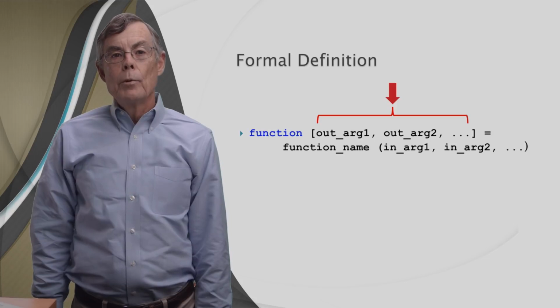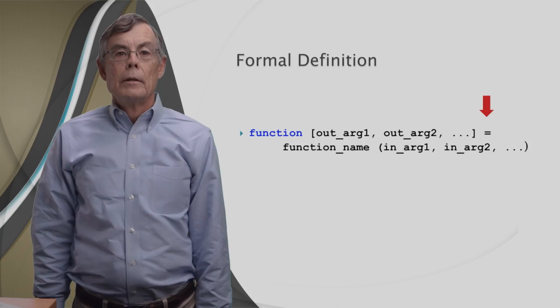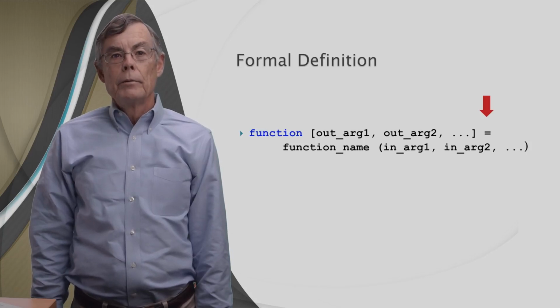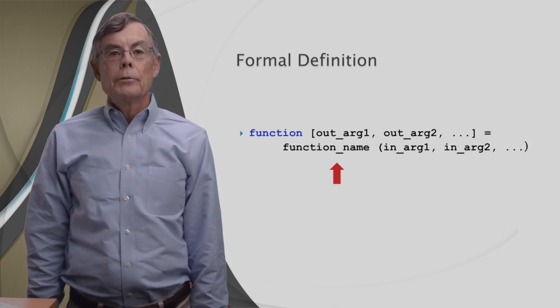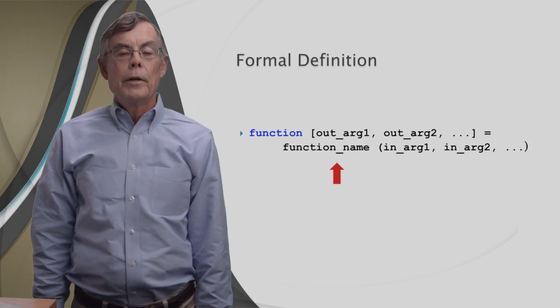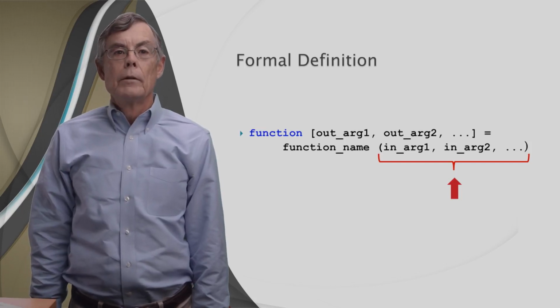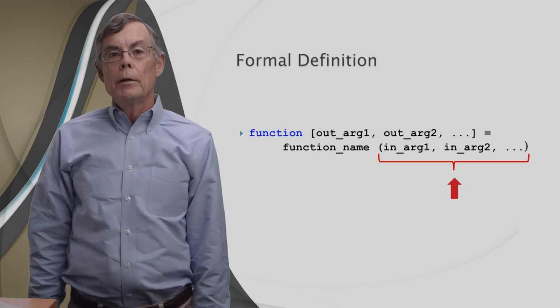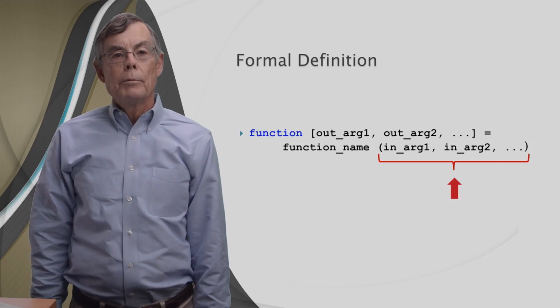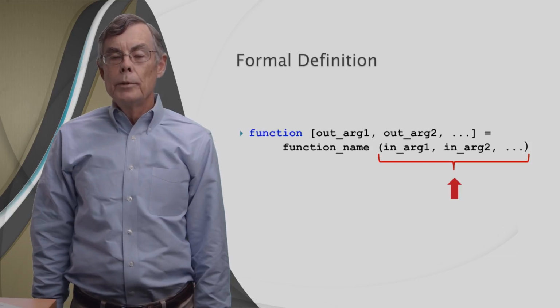If you have more than one, the square brackets are required, otherwise they can be omitted. And if you have output arguments, even one of them, then you have to have an equal sign, otherwise it can be omitted. Next comes the function name, and the same rules apply for function names as for variable names. Then come the input arguments, if any. If you don't have any input arguments, then parentheses are optional. Otherwise, a comma-separated list of input argument names goes between parentheses.